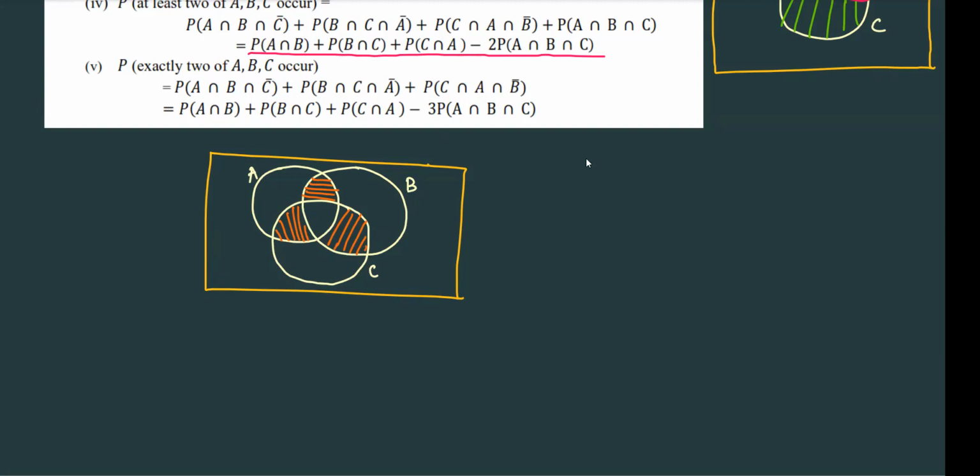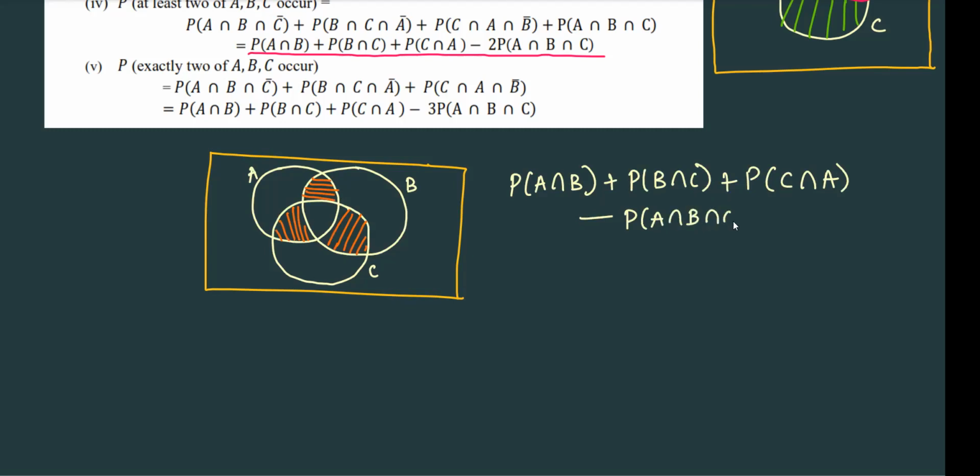So probability of finding this is probability of A intersection B, this whole region, plus probability of B intersection C, plus probability of C intersection A, minus probability of A intersection B intersection C. I have counted it thrice, so I have to remove it thrice. So that's how I get this.